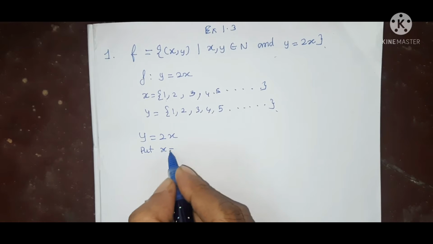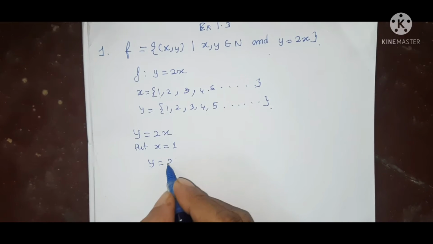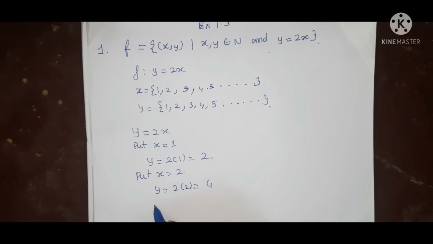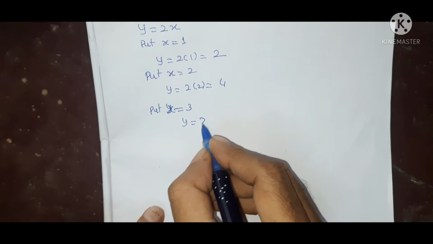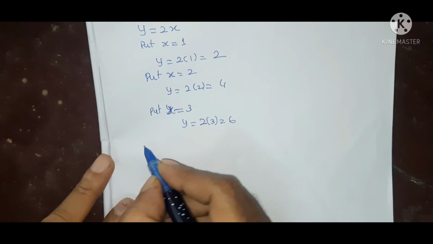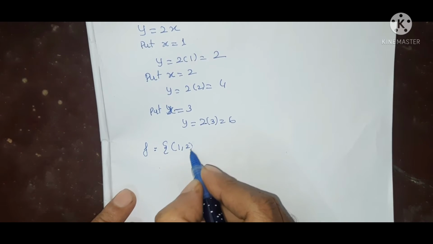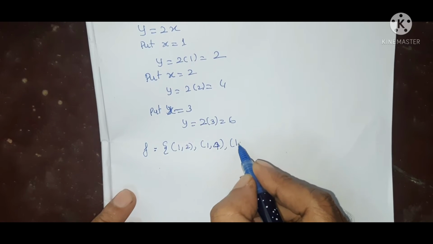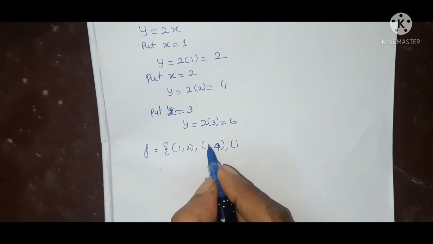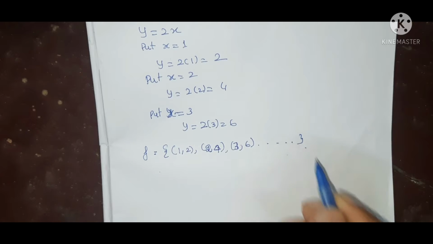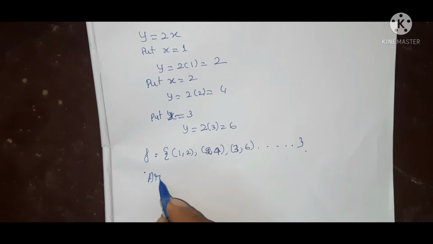Put x = 1, y = 2 into 1, which is 2. Put x = 2, y = 2 into 2, which is 4. Put x = 3, y = 2 into 3, which is 6. f is {(1, 2), (2, 4), (3, 6), and so on}. Represent the relation in an arrow diagram.